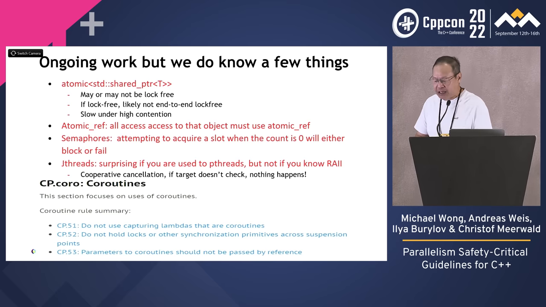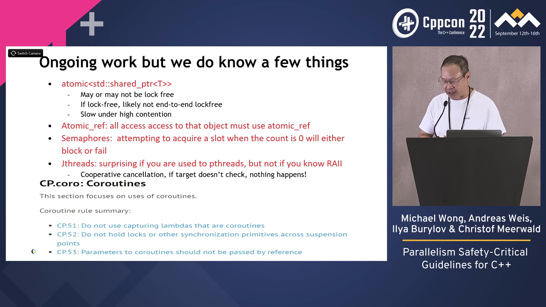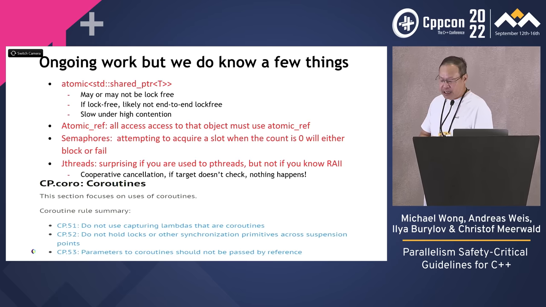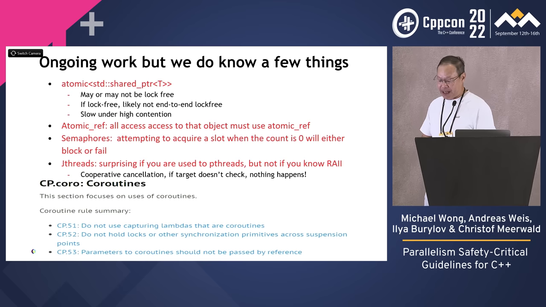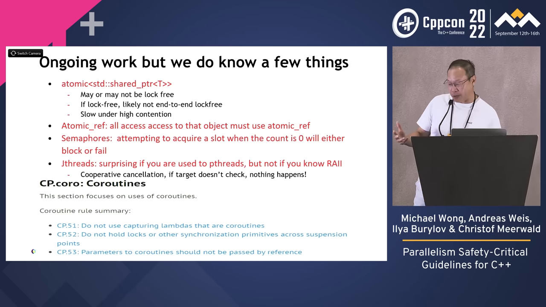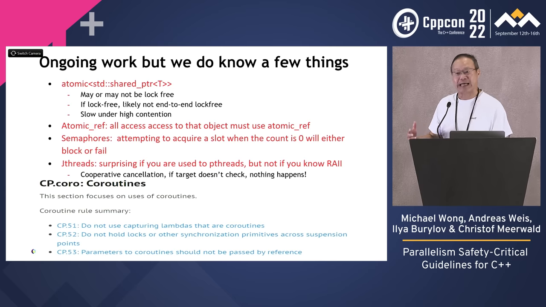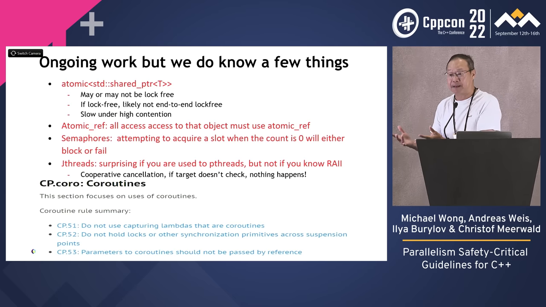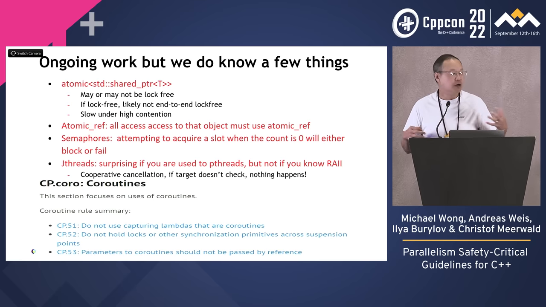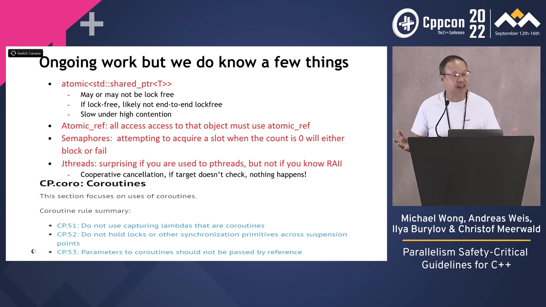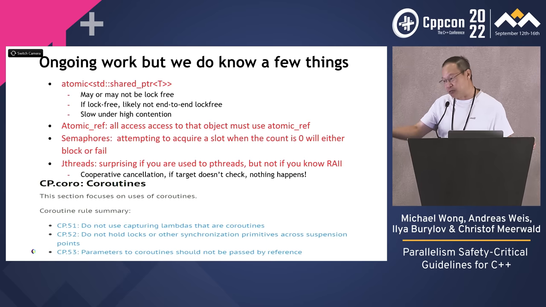So with atomic_ref, you've got to make sure that all your access to that object goes through the atomic_ref. Okay, with semaphores, if you're trying to acquire a slot when the count is zero, it's going to either block or fail. And then with jthreads, it's going to be surprising if you're used to pthreads, because pthreads behaves like the existing thread, with no RAII capabilities, whereas jthread could be surprising. Now, in today's world where RAII dominates, it's not supposed to be surprising anymore. I was in the original design with that.